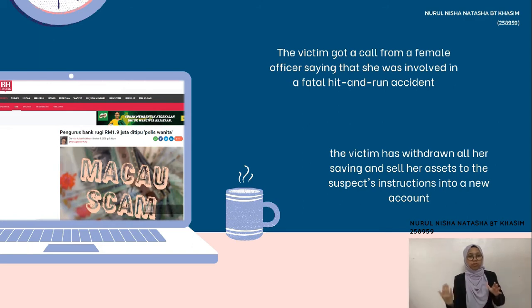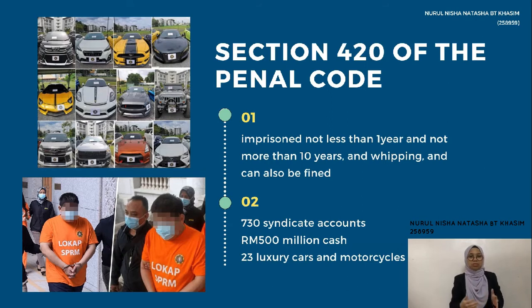It happened on 5 May when the bank manager got a phone call from a female officer saying that she was involved in a fatal hit and run accident. Due to this, the victim transferred all her savings to the scammer's account. The case has been investigated under Section 420 of the Penal Code. MACC froze 730 accounts, cash of 500 million, and 23 luxury cars and bikes suspected to have been purchased by members of the syndicate using the proceeds of illegal money.